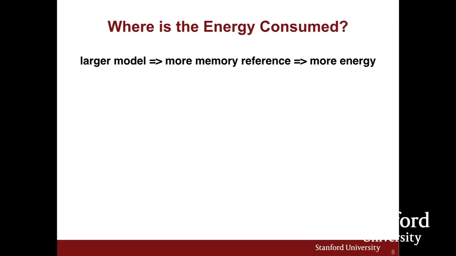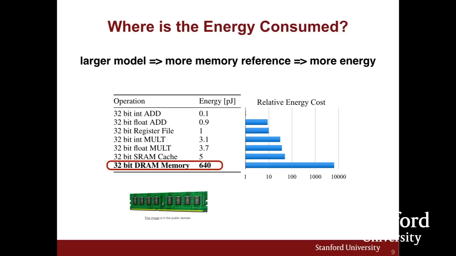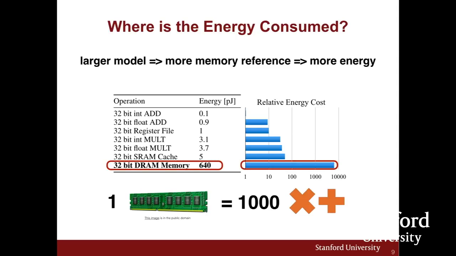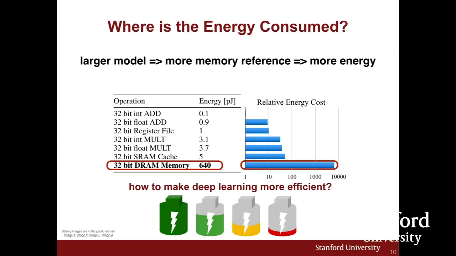Let's see where the energy is actually consumed. A large model means lots of memory access. You have to load those models from memory, which means more energy. If we look at how much energy is consumed by loading from memory versus how much is consumed by multiplications and additions, the memory access is more than two or three orders of magnitude more energy consuming than those arithmetic operations. So how do we make deep learning more efficient?